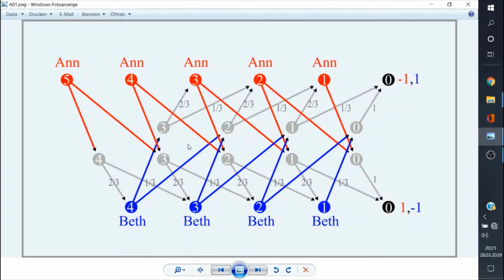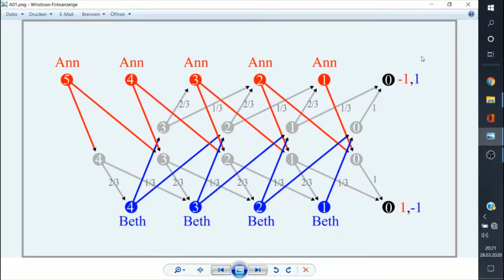And now, of course, in each case we have two situations: a random position where 0 or 1 stone is removed and the next player is Anne, or a random position where 0 or 1 stone is removed and the next player is Beth.